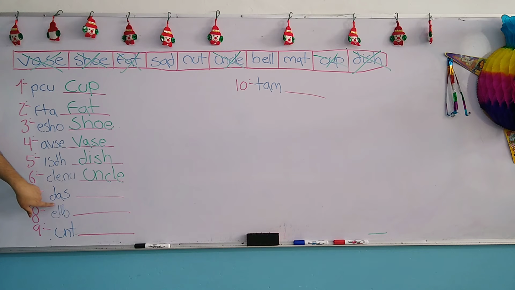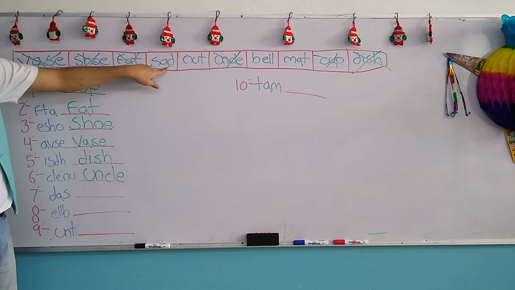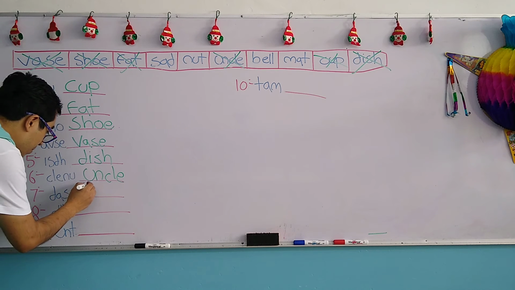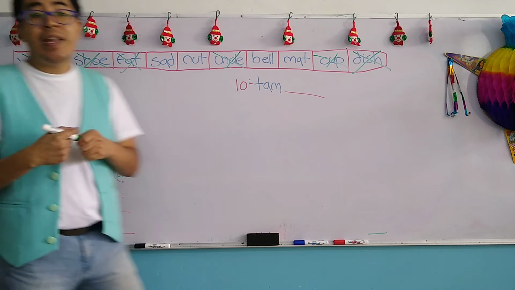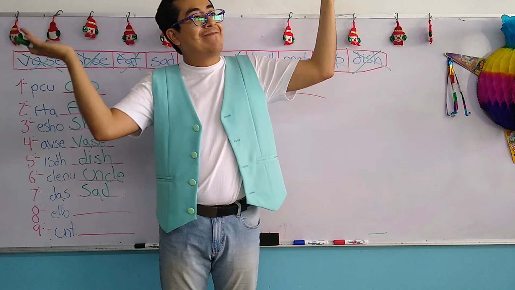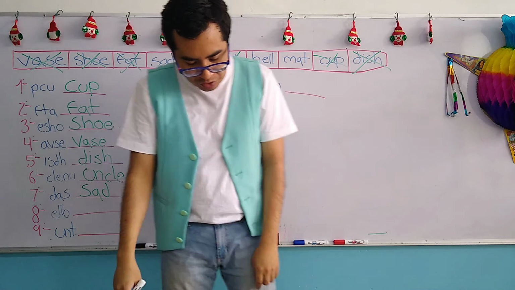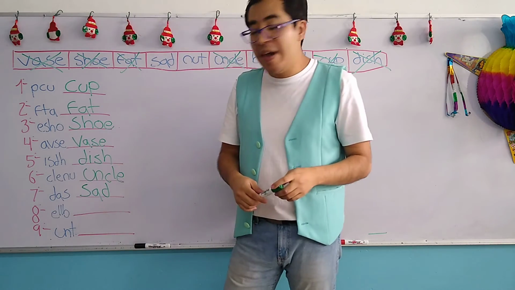For number 7, we have letter D, A, and S. 3 letters. 1, 2, 3. D, A, and S. So, the correct word, the word in order is sad. Remember what is sad? This is happy. The opposite of happy, sad. Okay, when a person is sad, we put this face. Triste. Let's continue with number 8.